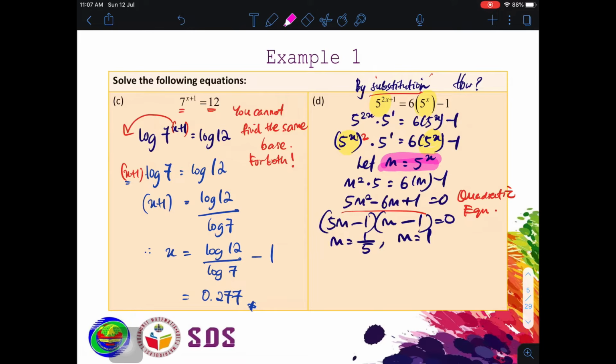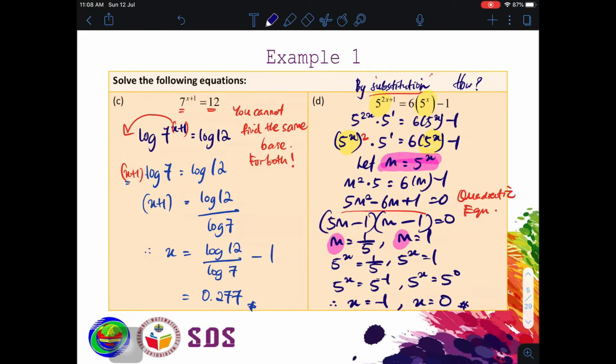Don't forget to be careful. This is your m, where you are only assuming it. You have to change it back into 5 to the power of x all over again for both equations. And there you go. You can also change this fraction into 5 to the power of negative 1, and for this one change the 1 into 5 to the power of 0. Okay, using the rule of indices again and again. Therefore, your final answer is x equals negative 1 or x equals 0.